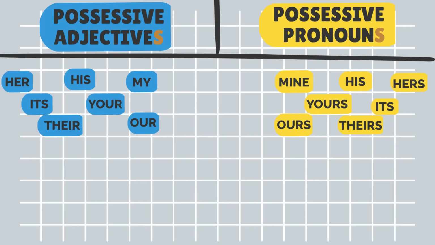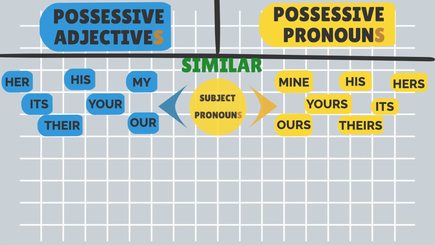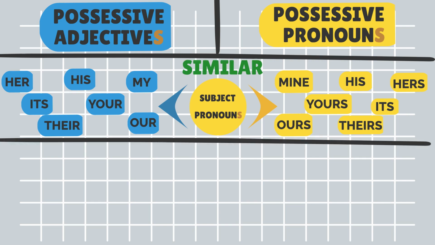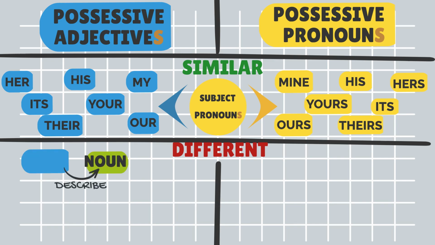Possessive adjectives and possessive pronouns are very similar, and both correspond to subject pronouns. But possessive adjectives are different from possessive pronouns. The main function of possessive adjectives is to describe nouns. The main function of possessive pronouns is to replace nouns.